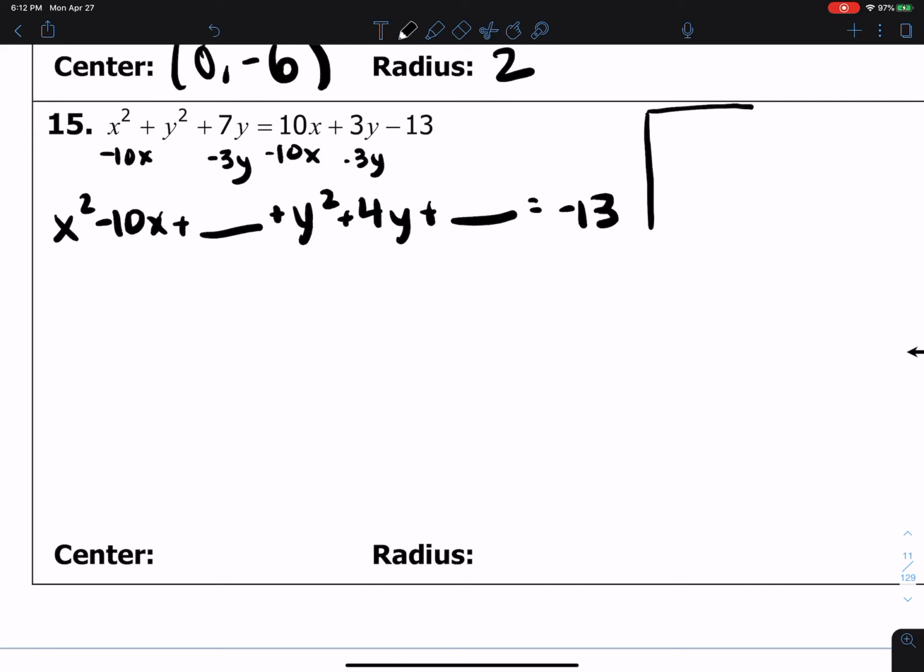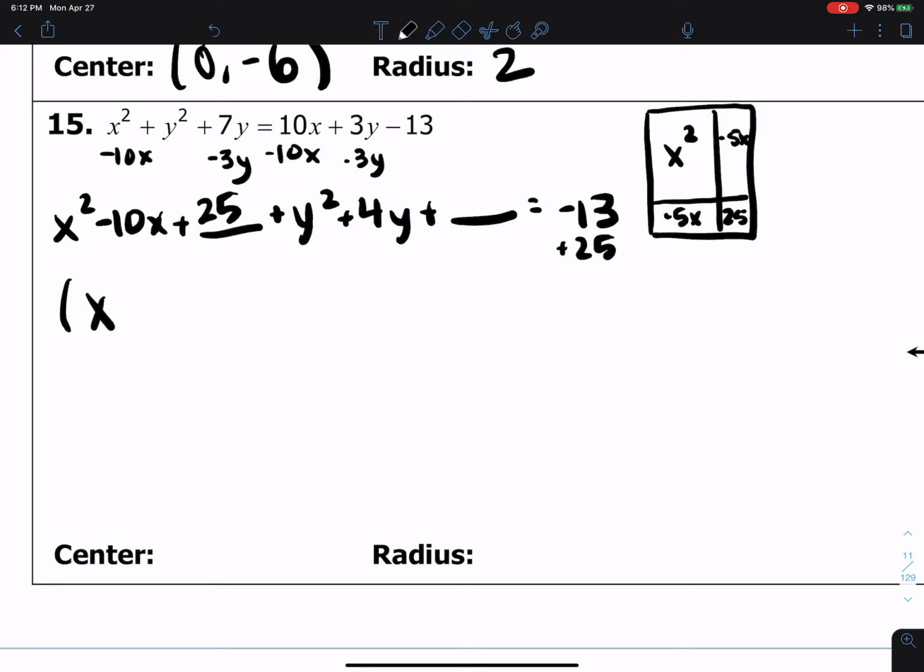Now for the x's, we have x squared, and then negative 10x, that means that we have negative 5x here and negative 5x here, which means we're adding 25. So we have x minus 5 squared.